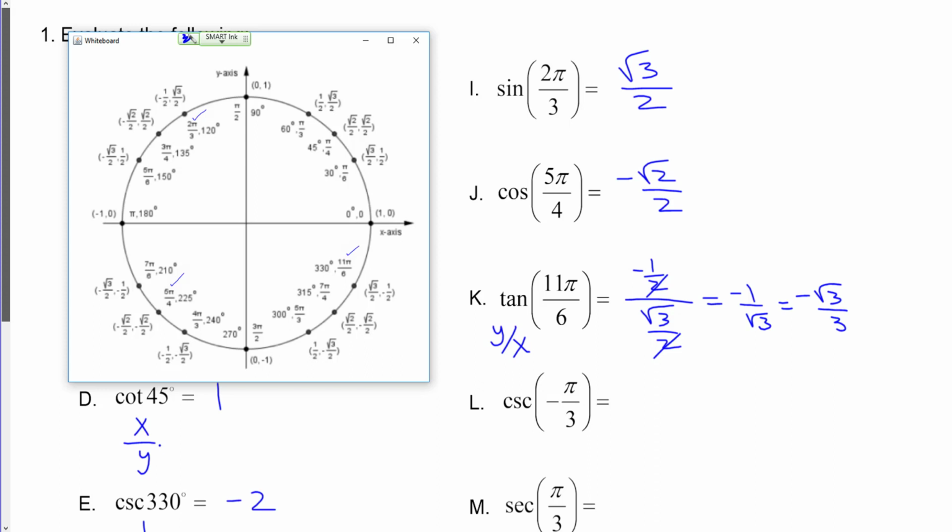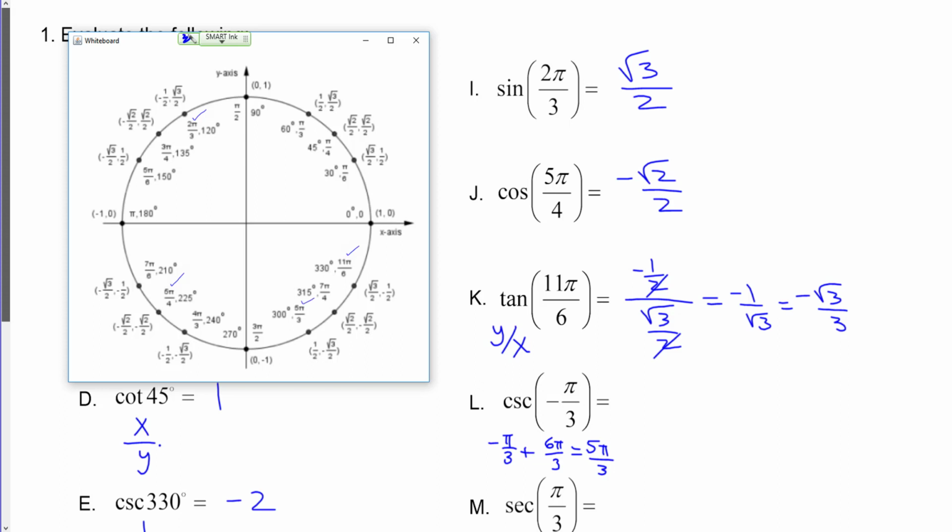Cosecant of negative pi over 3. Well, negative pi over 3, you would technically need a coterminal angle. So you could do negative pi over 3 plus 2 pi. But instead of writing 2 pi, I'm going to write it over a common denominator of 3, so this would be 6 pi over 3. That would be the same as 2 pi, which becomes 5 pi over 3.